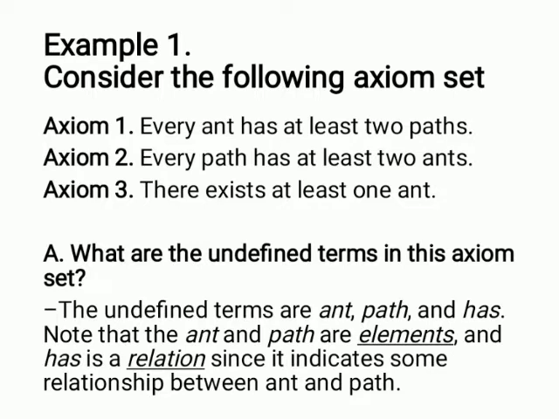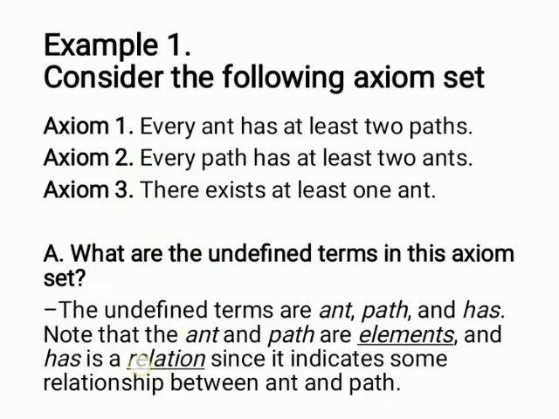So here we have example 1. Consider the following axiom set. So first, axiom 1, every ant has at least 2 paths. Axiom 2, every path has at least 2 ants. And axiom 3, there exists at least 1 ant. So, para mas maintindihan natin, what are the undefined terms in this axiom set? So, ano nga ba yung mga undefined terms sa given dito sa axiom set na to, yung tatlong axiom natin, axiom 1, 2, and 3.